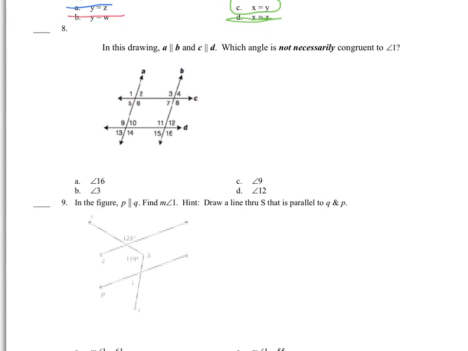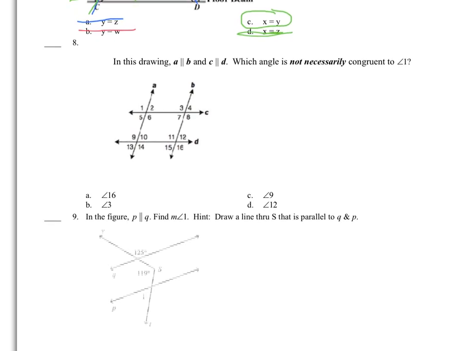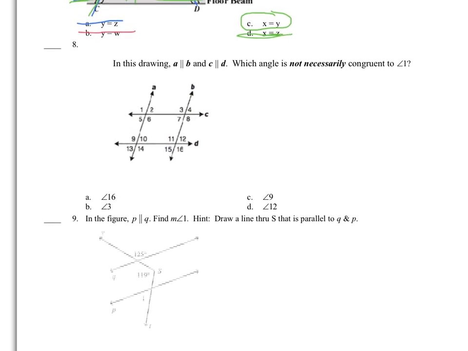Okay, we have another drawing here, and it says that AB is parallel to CD. Which angle is not necessarily congruent to angle 1? One thing you can do right here is to just go through and find all the angles congruent to angle 1, which would be angle 6 because it's vertical. If we wanted to find an alternate interior angle to 6, we would say that 9 is. We would also say that 3 is. 3 is also corresponding to angle 1. 9 is corresponding to angle 1.